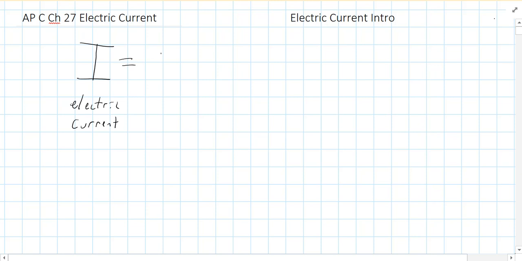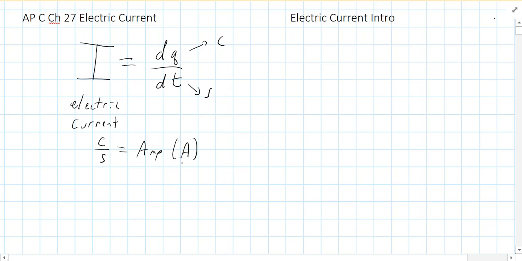Well, the definition of electric current is dq/dt. In other words, current is simply the rate at which charge passes by. Charge is measured in coulombs and time is measured in seconds, so current could be measured in coulombs per second, but we have a name for that. We call it an amp or an ampere, named after Ampère, or just simply capital A.